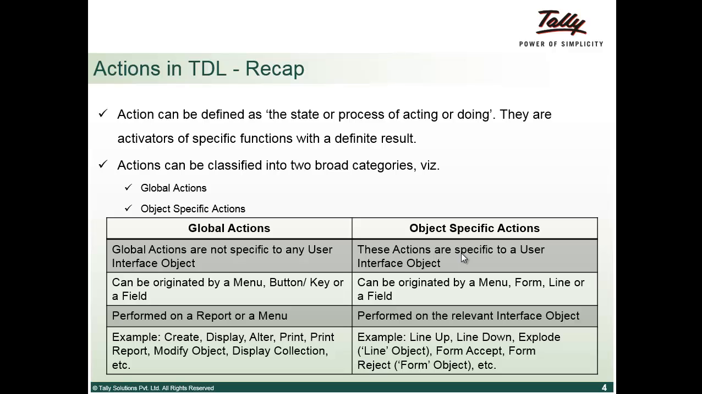And global actions can be originated by a menu, button or key, or a field, whereas object specific actions are originated by a menu, form, line or a field. And global actions are performed on a report or a menu, whereas object specific actions are performed on the relevant interface object. Some examples of global actions are create, display, alter, print, etc. And object specific actions are line up, line down, form accept, form reject, etc.